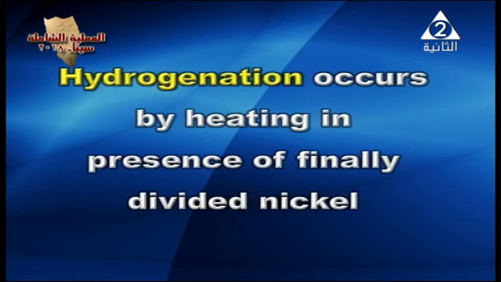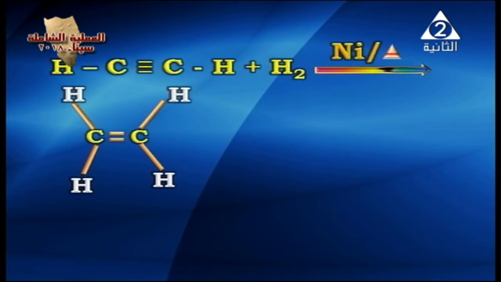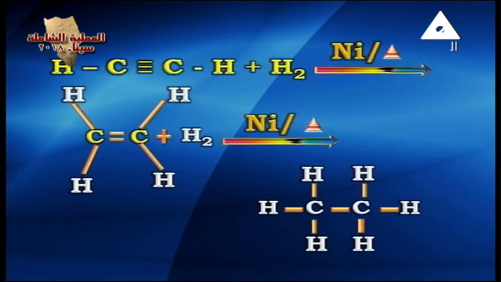Hydrogenation occurs by heating in the presence of finely divided nickel. As the equation proceeds on the screen, the first step takes place when a hydrogen molecule is added to the acetylene. 1 pi bond is broken and forms ethylene gas. Then the second hydrogen molecule, when added, breaks another pi bond and forms ethane, an alkane.